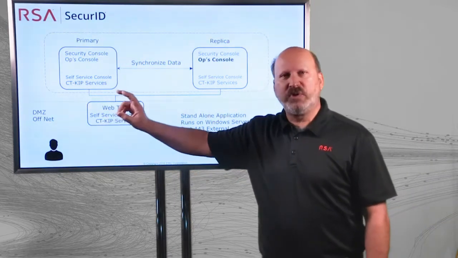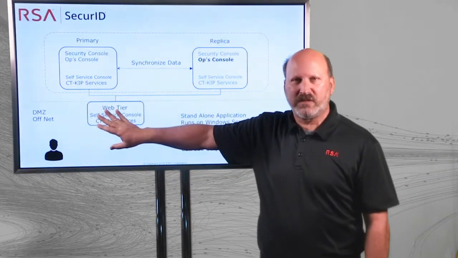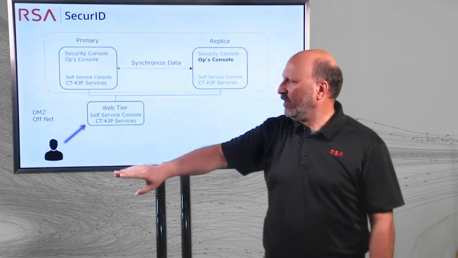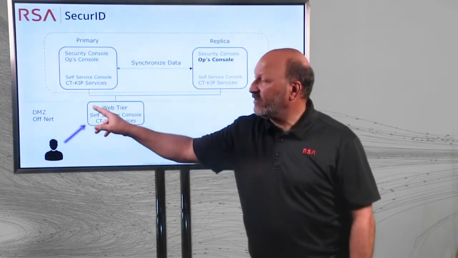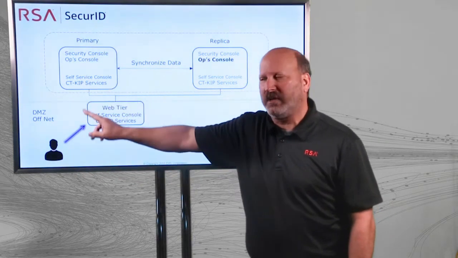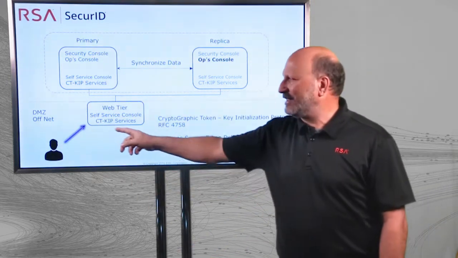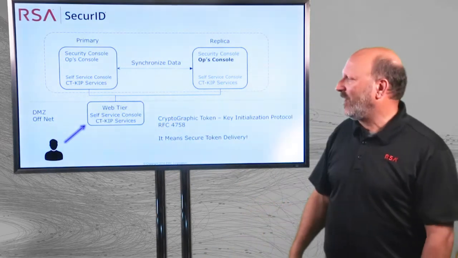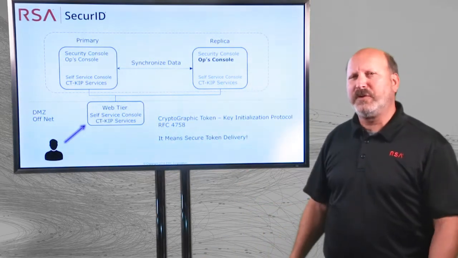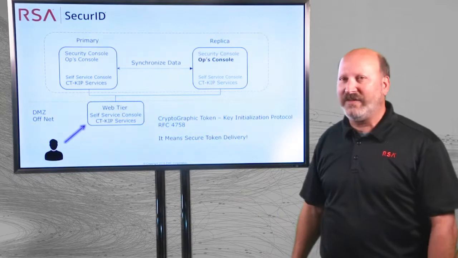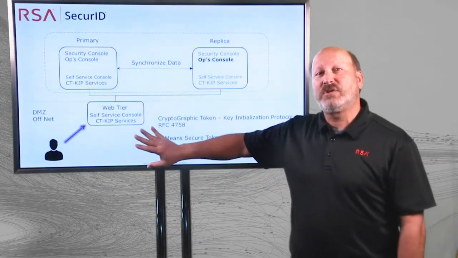Within the web tier, you can put your own corporate logo. You can put some legal disclaimers in there as well. So when that user tries to get services, instead of going to the network, they talk to the web tier. And those services that I talked about, that CTKIP services, cryptographic token key initialization protocol for you nerds out there, RFC 4758, what it really means is secure token delivery.